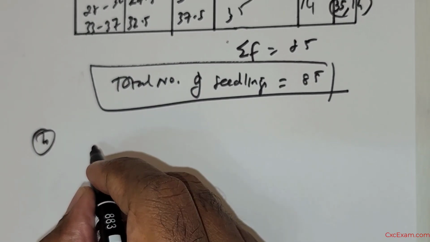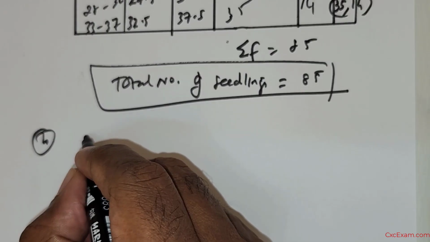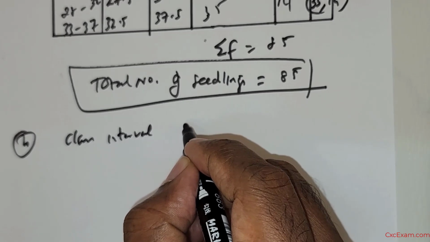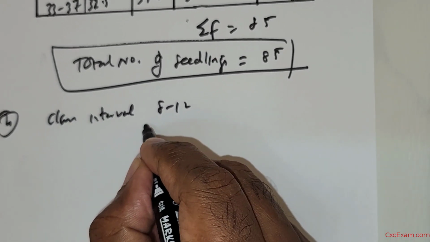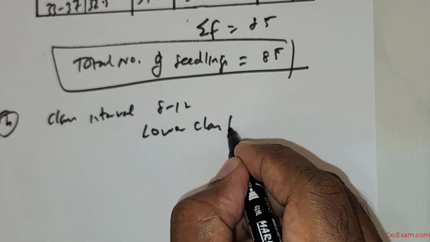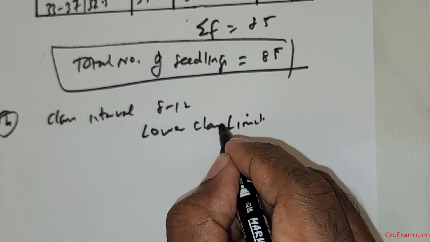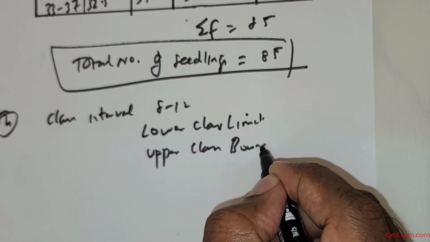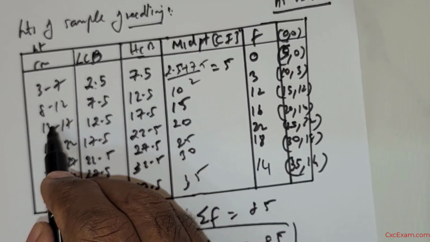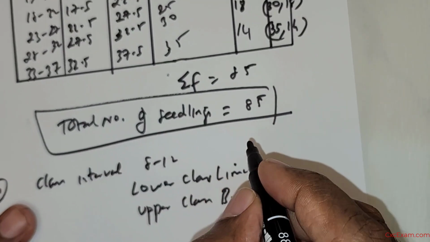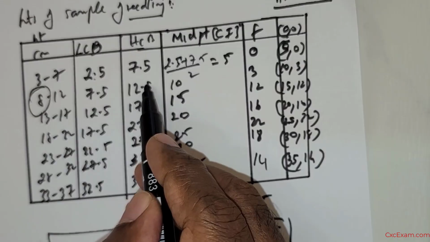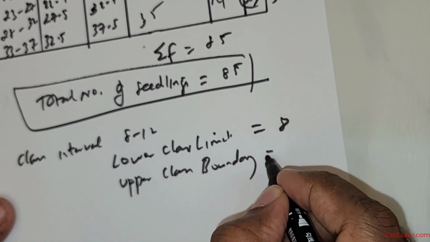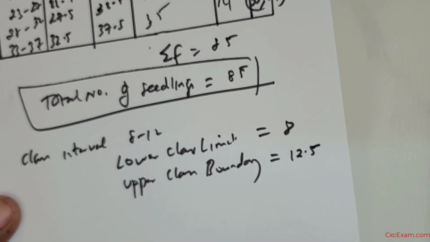Now part B is asking us the following. See, for class interval 8 to 12, you write the lower class limit and the upper class boundary. Now watch here, the lower class limit is 8, the upper class boundary is over here. I hope you're following. Which is equal to 12.5.